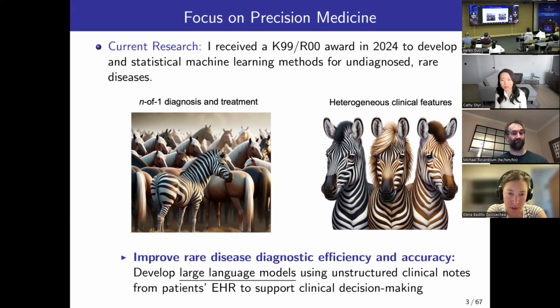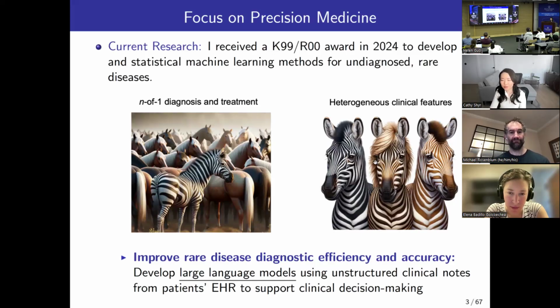In addition, patients with rare disease can present with very complex and heterogeneous clinical features that make it very difficult to diagnose their condition. So my work focuses on improving rare disease diagnostic efficiency and accuracy by developing large language models trained on unstructured clinical notes from patients' electronic health records to support clinical decision-making.